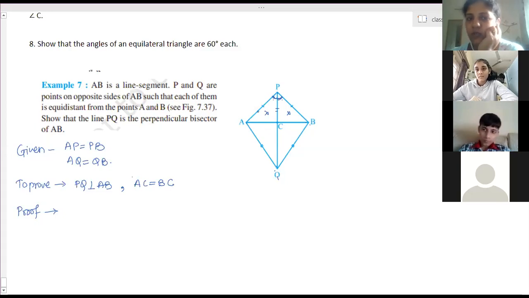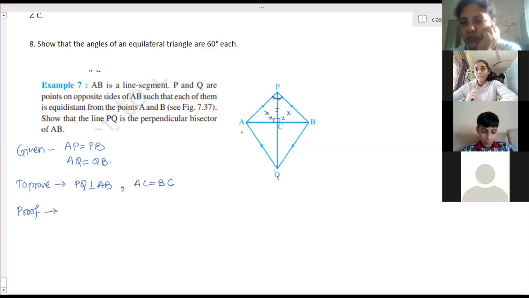Okay, so therefore triangle APC and BPC are congruent triangles. So therefore by CPCT, AC is equal to BC, one part proved. And the second is this angle and this angle are equal. PCA and PCB are equal angles. So consider that as X.